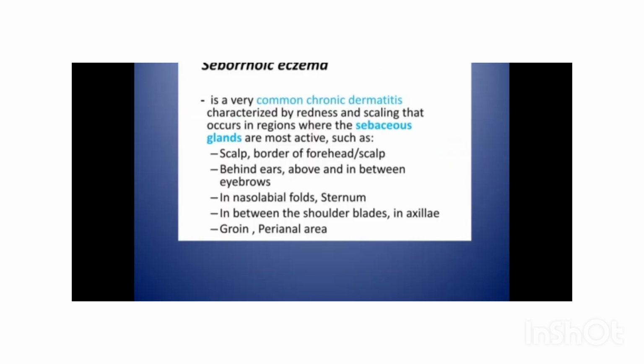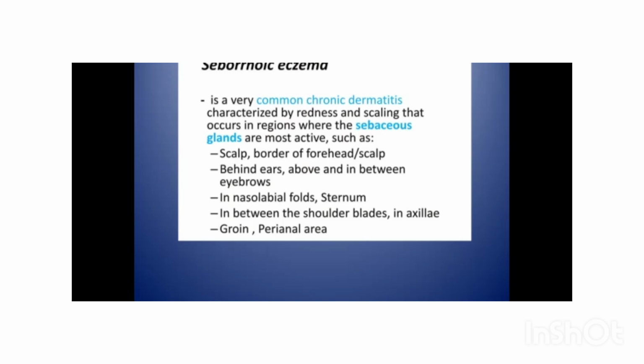Next we will go for seborrheic eczema, or seborrheic dermatitis. Seborrheic dermatitis is a very common dermatitis with redness and scaling of the skin. The main feature is that it is found in the areas where sebaceous glands are most active. We know that sebaceous glands produce sebum, and this sebum is very essential to retain moisture for the skin.